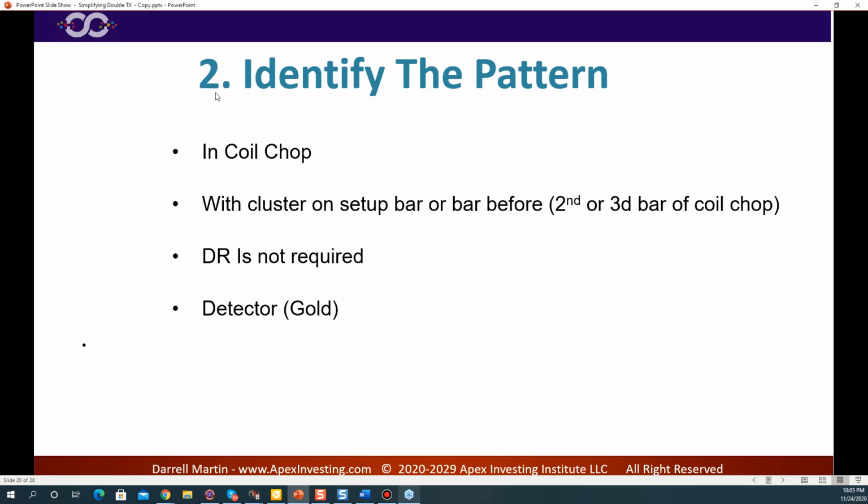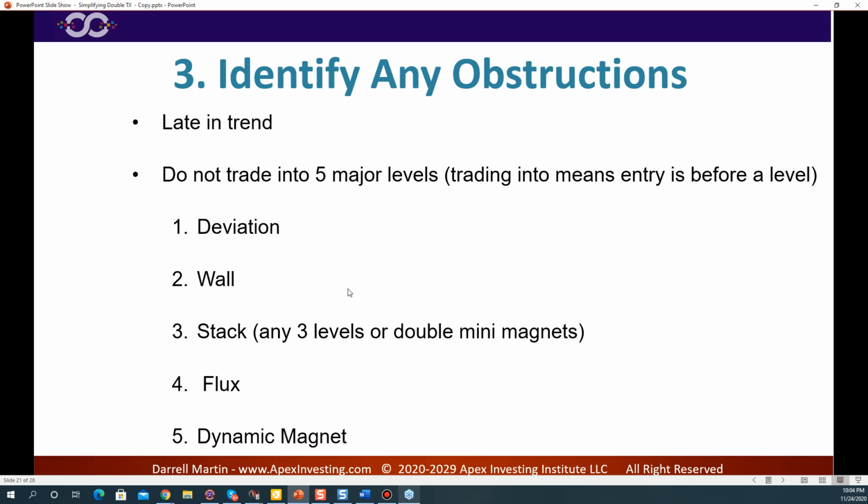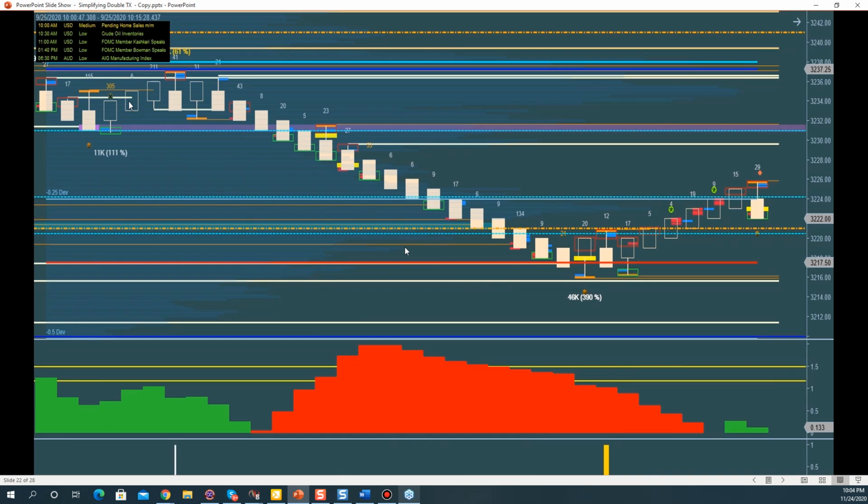Okay. So, yes, in coil chop with a cluster on the setup bar or the bar before. DR is not required for this trade. The trade does not have to match the direction of DR. Okay? And the detector is gold like we showed on the chart. Your normal rules apply. The obstructions don't change. Don't trade into a deviation level, a wall, a stack, flux level, dynamic magnets, okay? Your normal stuff like always, okay?